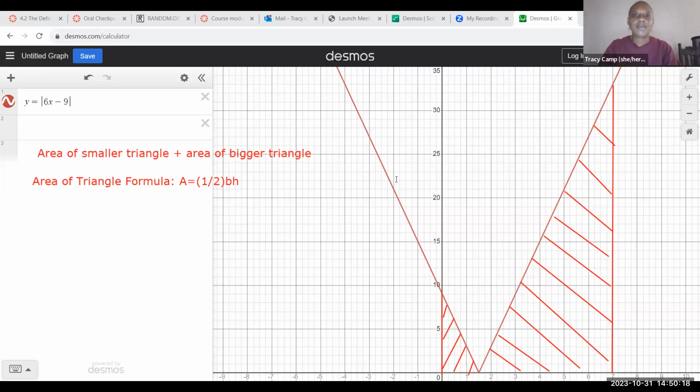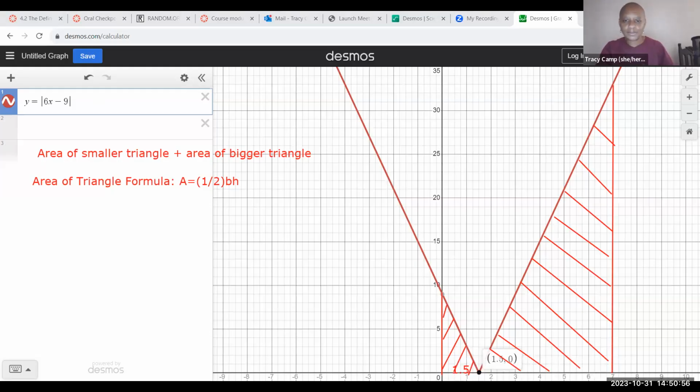So like, sorry, the smaller triangle, I'm just noticing this point right here is 1.5. Now you could figure out that point yourself by taking 6x minus 9, setting it equal to 0 and solving for x. But I am using this shortcut way. I'm just using Desmos. And the base of my smaller triangle I see is 1.5. So I can just say that this base is 1.5.